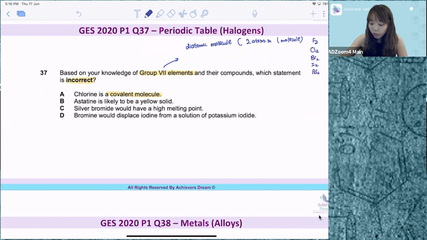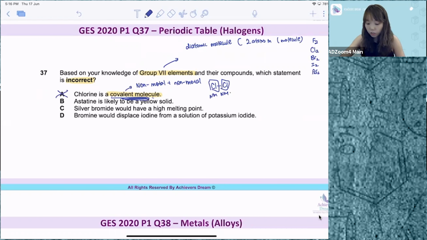So a covalent compound is formed between non-metals and non-metals. Chlorine is Cl-Cl, both of which are non-metals. So yes, it does form a simple covalent molecule. Option A is a true statement, it's not your answer.